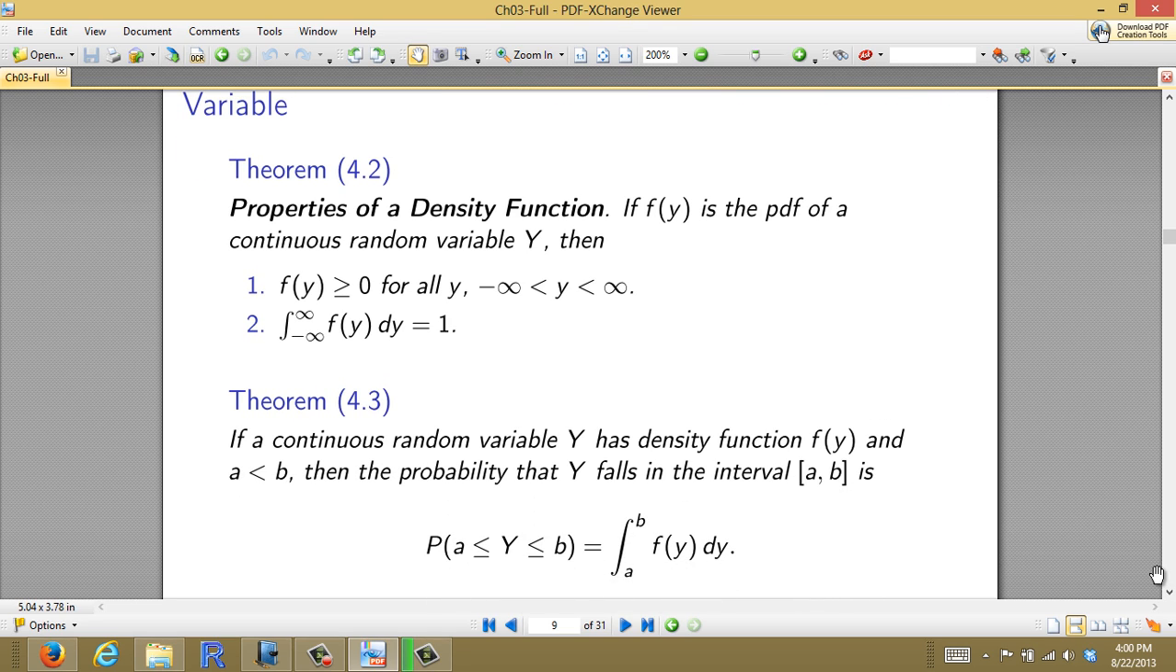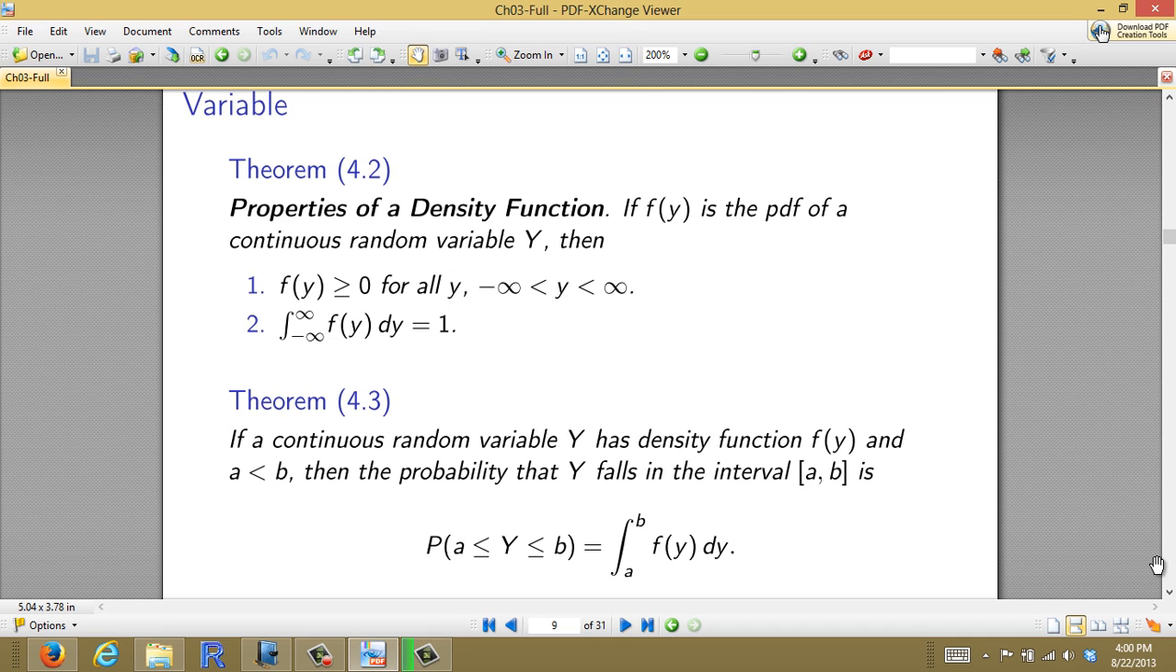So the PDF has some properties just like the probability mass function did. So if lowercase f of y is the PDF of a continuous random variable, then some of the properties are that the value of the density, evaluated for any possible value of y, has to be greater than or equal to 0. There can be no negative densities whatsoever. Additionally, if we integrate our density over the range negative infinity to positive infinity, we have to get 1. So basically, the probability that we have an event has to equal 1.